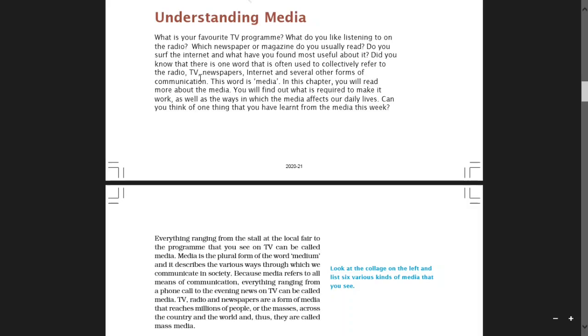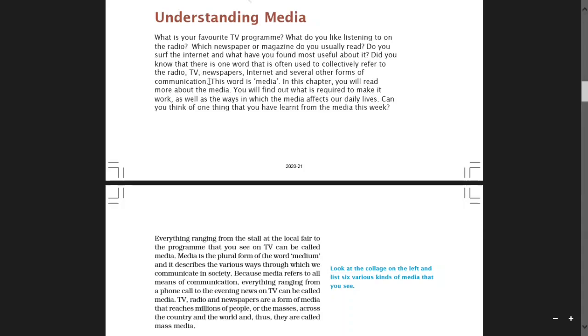Which newspaper or magazine do you usually read? And among the newspapers or magazines, which one do you read regularly? Do you surf the internet, and what have you found most useful about it? To surf means to go from one page to another on the internet, browsing for topics of interest, and what do you find there which is most useful?